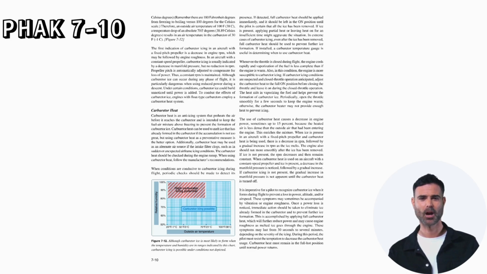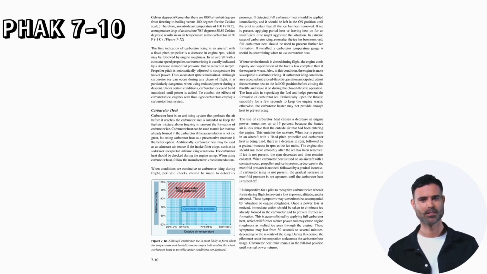The first indication of carburetor icing in an aircraft with a fixed pitch propeller is a decrease in engine RPM, which may be followed by engine roughness. In an aircraft with a constant speed propeller, carburetor icing is usually indicated by a decrease in manifold pressure, but no reduction in RPM. Propeller pitch is automatically adjusted to compensate for loss of power. Thus, a constant RPM is maintained. Although carburetor ice can occur during any phase of flight, it is particularly dangerous when using reduced power during a descent. Under certain conditions, carburetor ice could build unnoticed until power is added.